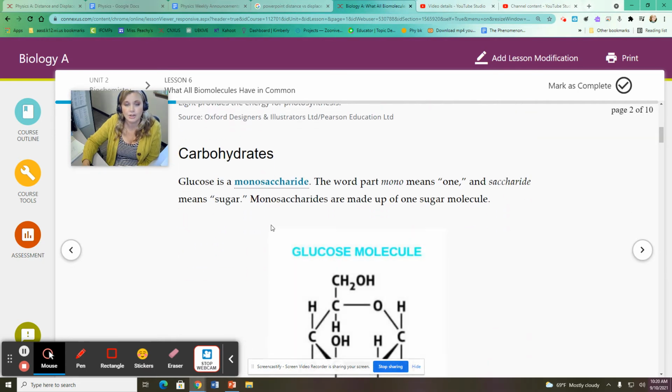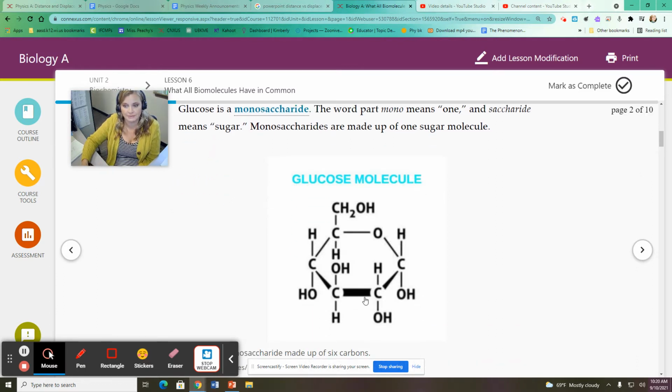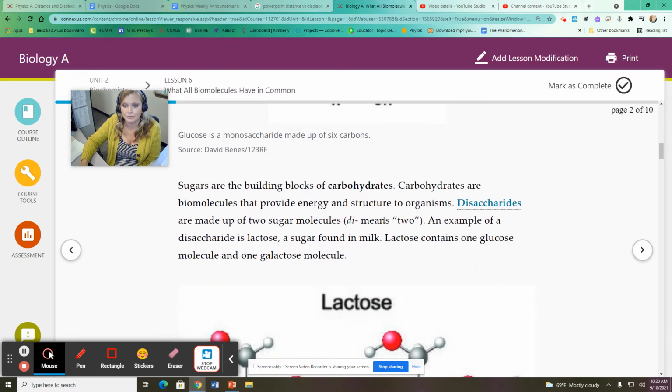All right, so sugar, glucose, is considered a monosaccharide. Saccharide means sugar. Mono means one. So it's a single sugar, a simple sugar. So monosaccharides are made up of one sugar molecule. This is a molecule of glucose. Looks fairly complicated already, but compared to other types of sugars that are disaccharides or polysaccharides, it's much less complicated. You can see those three fundamental elements: carbon, hydrogen, and oxygen, and that is all that sugar is made up of actually. So, sugars are considered to be building blocks of carbohydrates.